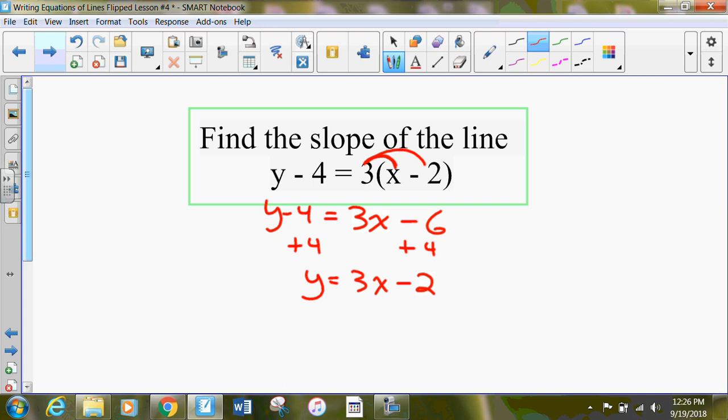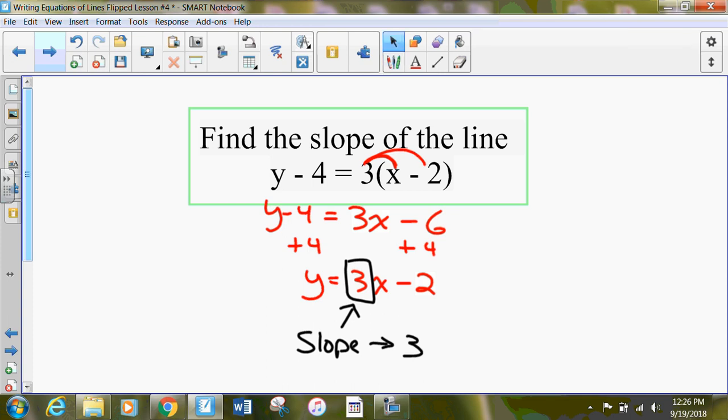We put it in y equals mx plus b form, and then it's really obvious that right here is my slope. My slope is 3. But wait a minute, do we need to do all that work? Because if we don't need to do all that work, let's not do it. So hopefully you wrote that down because that's important to see. But we didn't actually need to do that work, and I'll tell you why.